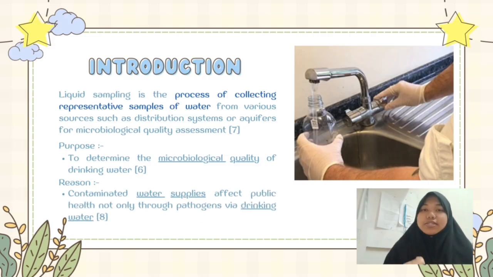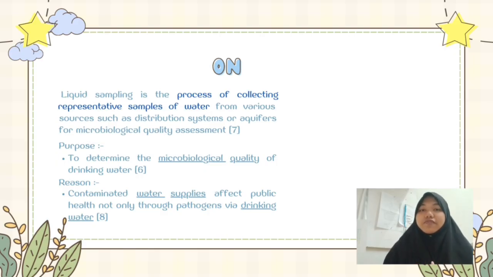In general, liquid sampling is the process of collecting representative samples of water from various sources, such as distribution systems or aquifers for microbiological quality assessment. From that, we would like to highlight our objective, which is to determine the microbiological quality of drinking water. This is because contaminated water supplies affect public health, not only through pathogens, but also from drinking water itself.